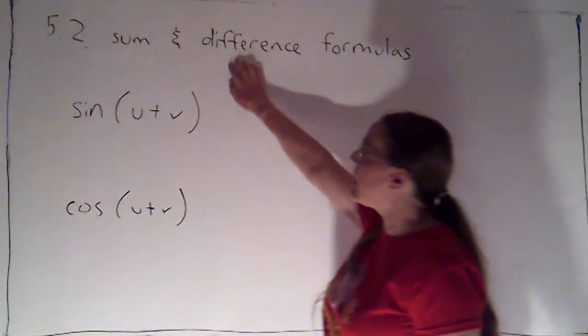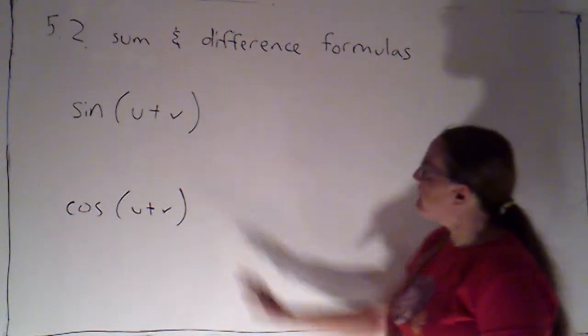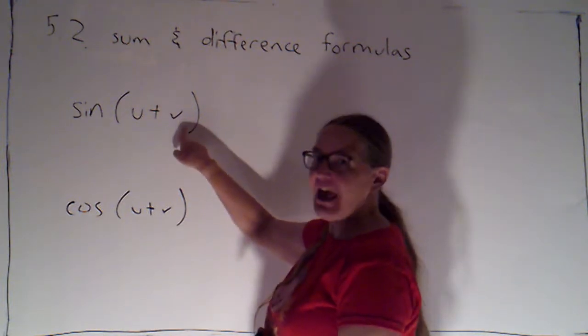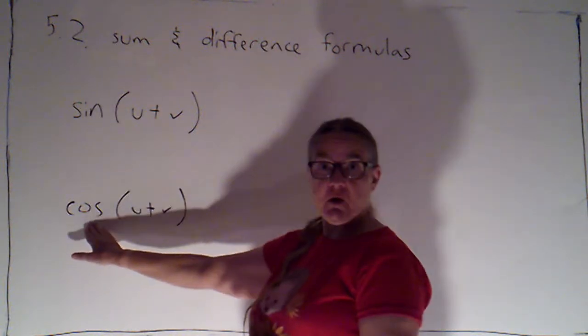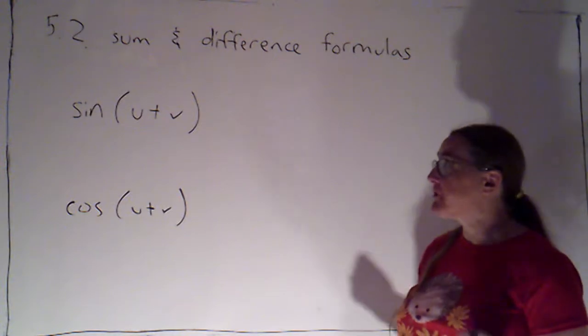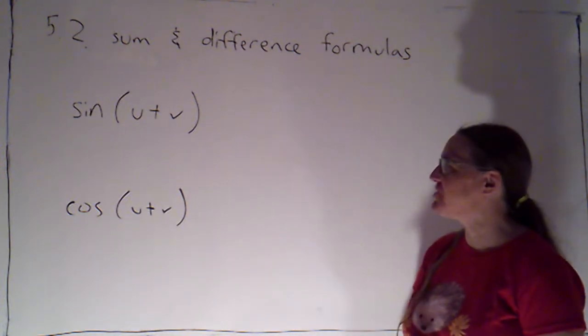In section 5.2, we're taking a look at the sum and difference formulas for our trig functions. So if I have two angles, u and v, and I want to add those angles together and then plug that result into sine or into cosine, the result is going to be what we call the sum formula. Let me first of all just point out that trig functions do not distribute over addition.